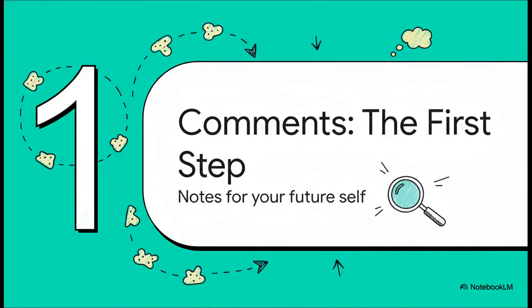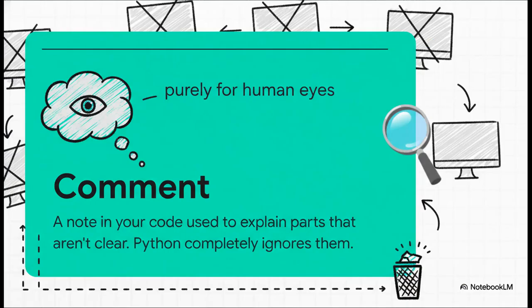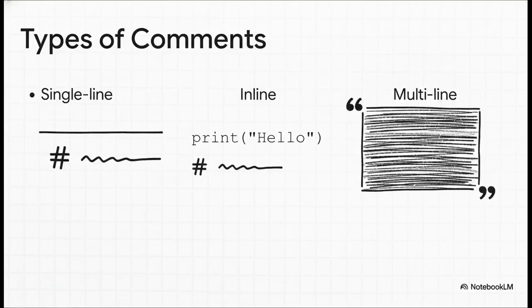So let's start with the basics, the tool every single programmer learns first, the good old comment. It's the simplest way to leave a breadcrumb trail for your future self or for anyone else trying to make sense of your code. Now, the most important thing to get about comments is this. Python, the language itself, completely ignores them. They have zero effect on how your program runs. They're not code, they are purely for us, for the humans, to explain the why behind a tricky piece of logic.